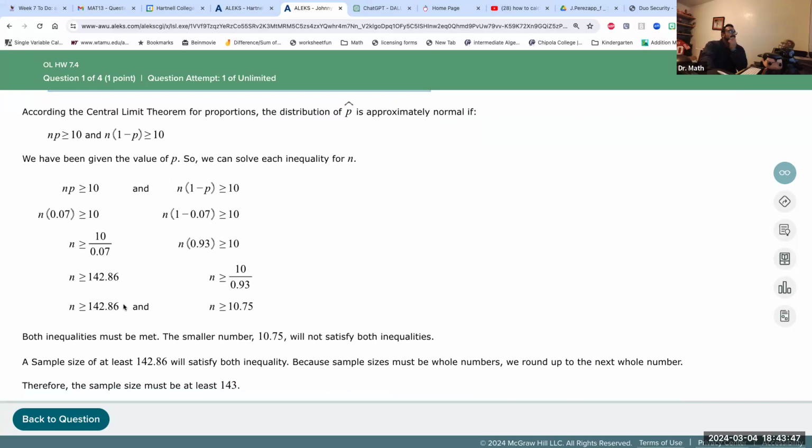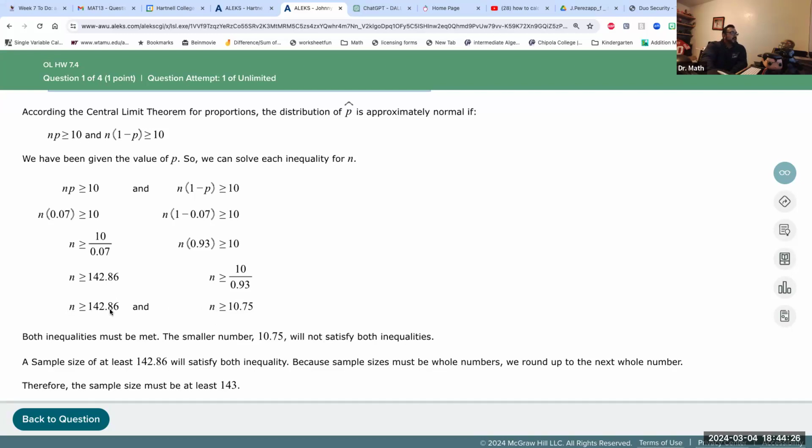So both of these inequalities must be met. So notice the smaller number, 10.75, will not satisfy both inequalities. Because here, 10.75 is fine for this one, but obviously 10.75 is not good enough for this one, because this one says it has to be greater than 142.86. So when you get this situation, always go with the bigger number. That's the easiest way if you're having trouble understanding that. Just go with the bigger number.